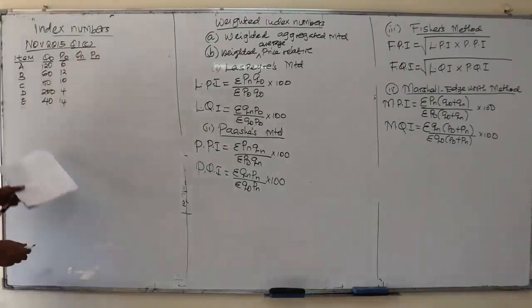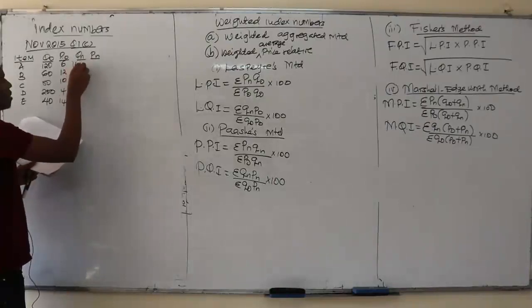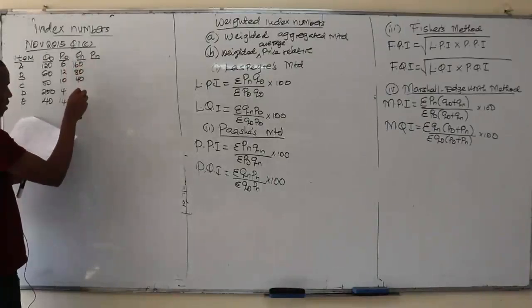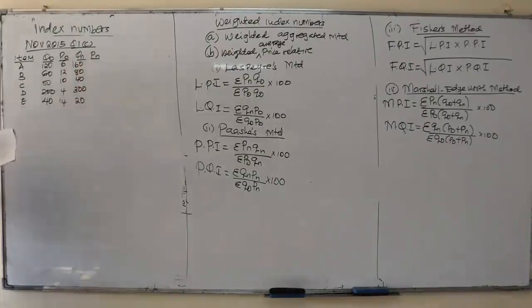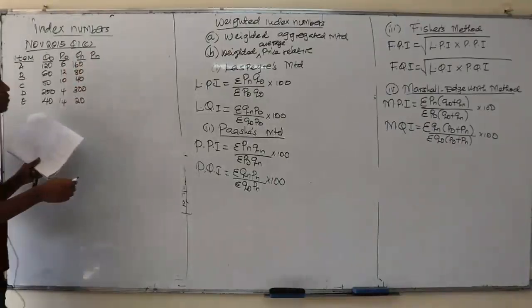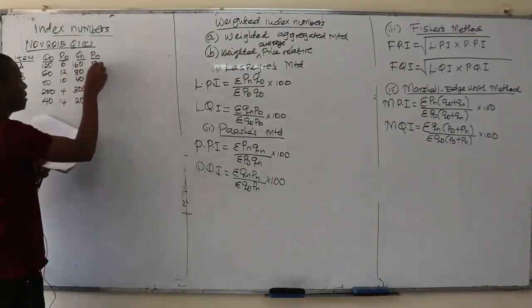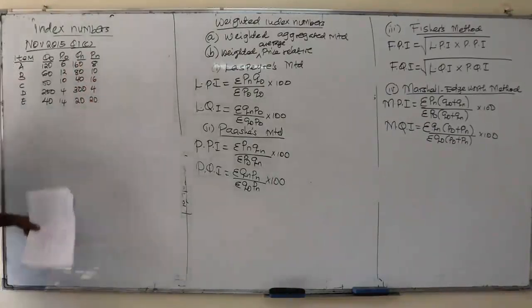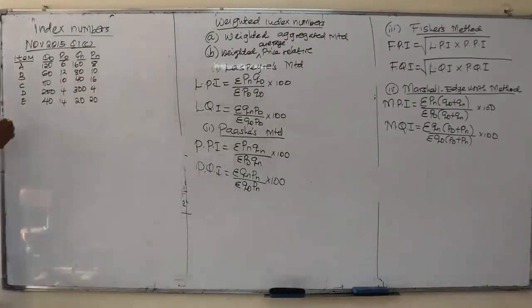What is Qn? For 2014, the quantity: 160, 80, 40, 300, and we also have 20. Then we also have for 2014 the price: 8, 10, 16, 4, and 20.